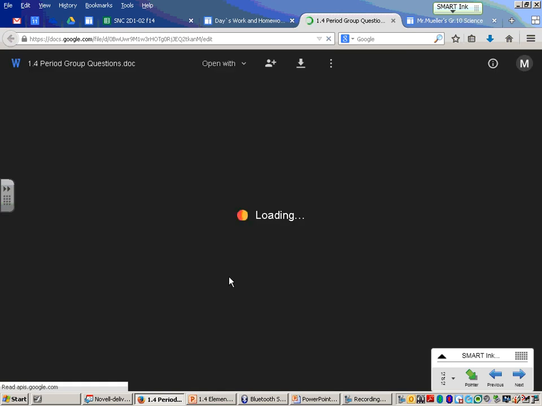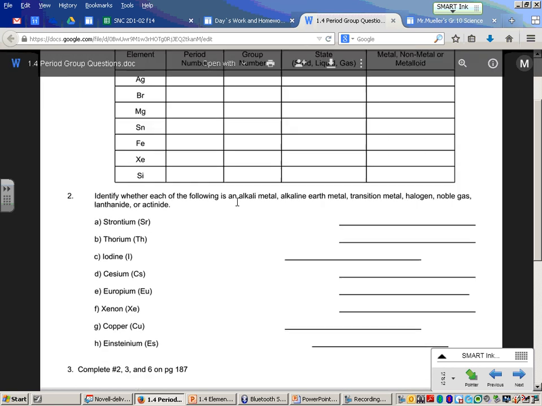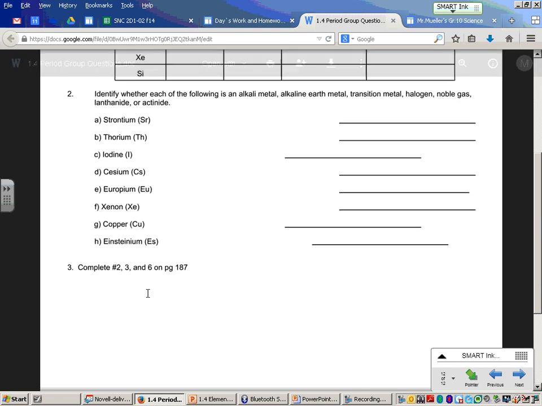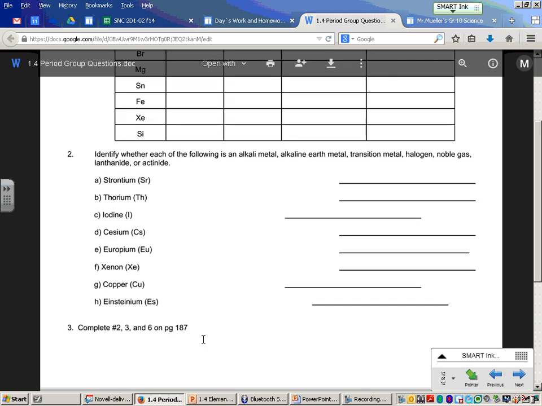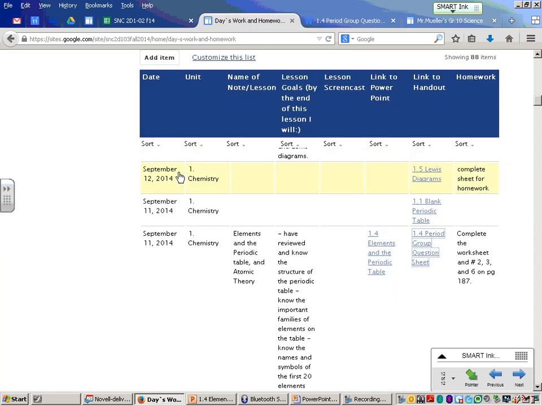So the handout essentially has questions very similar to what we did in that quick little thing together, right? Period number, group number, what state is it in, metal, non-metal, metalloid. Same thing, what group do you find this in? And then there's some textbook questions that you can then do on a piece of paper or whatever. Everybody catch that?